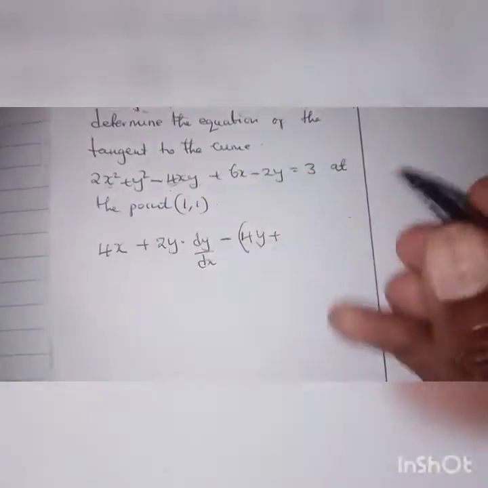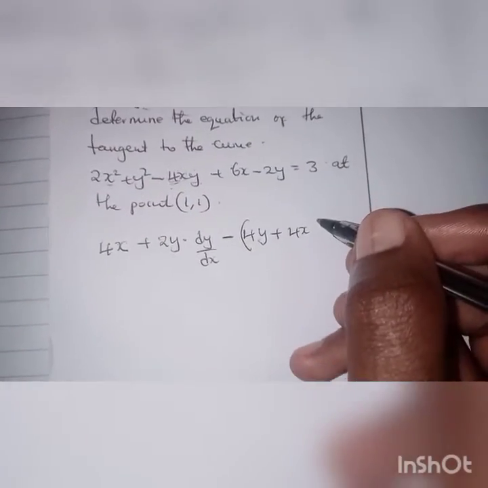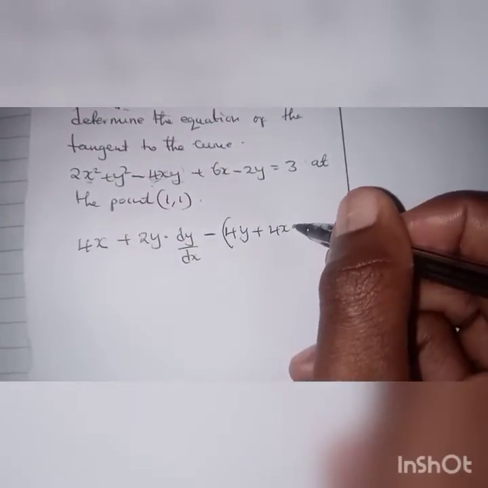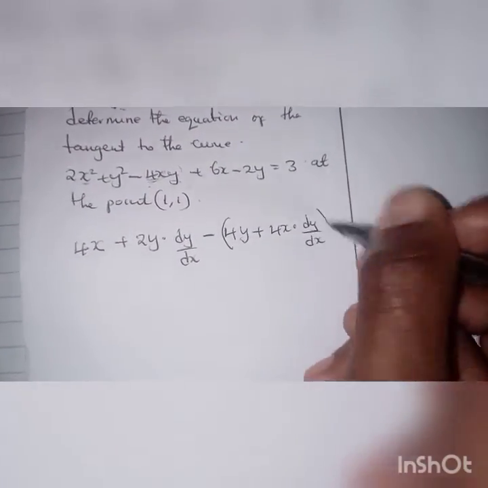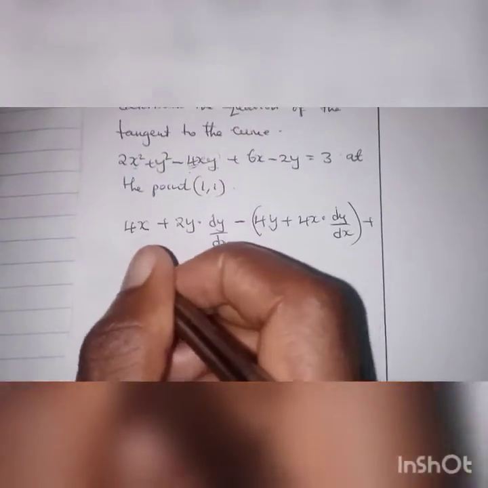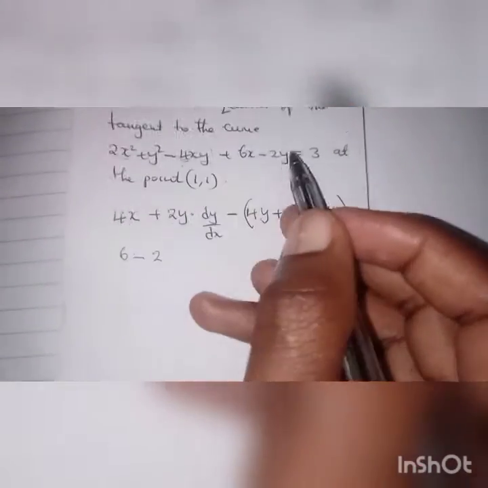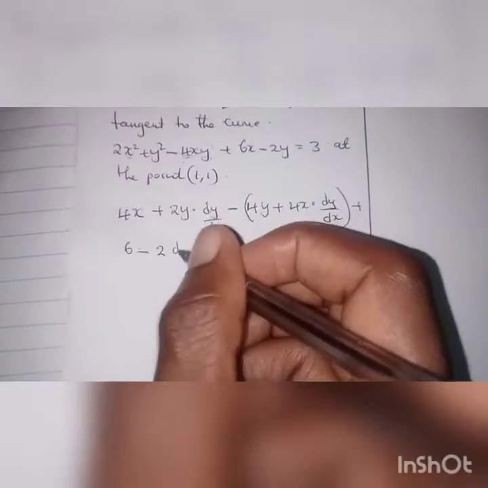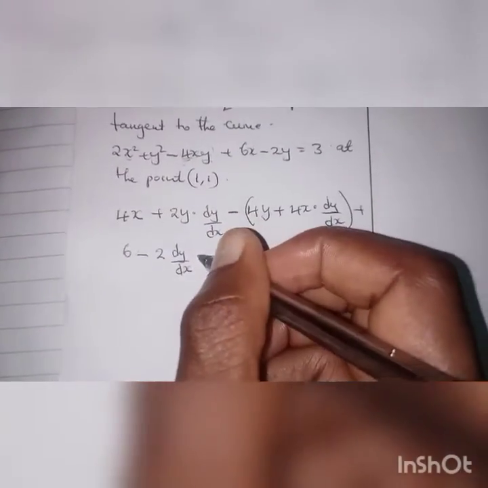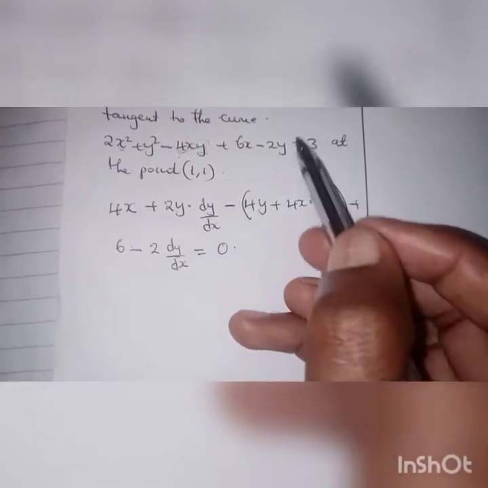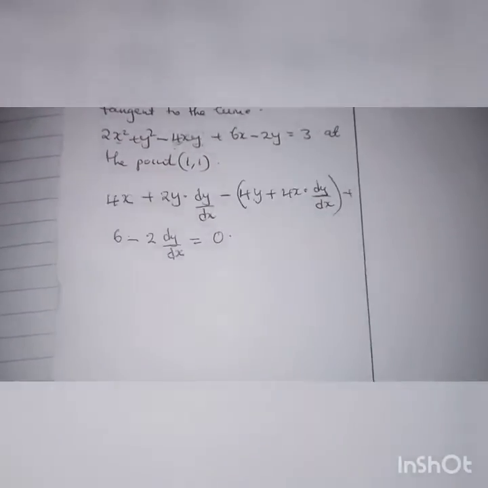Therefore, 1 multiplied by 4x will be 4x. But since we were differentiating y and it wasn't x, we have to write dy/dx. Then plus the derivative of 6x, which is just 6, minus the derivative of 2y, which will be 2. But since we are differentiating y, we have to write dy/dx there, which equals the derivative of 3, which is just 0. 3 is just a constant, and whenever you differentiate a constant, it just gives you 0.